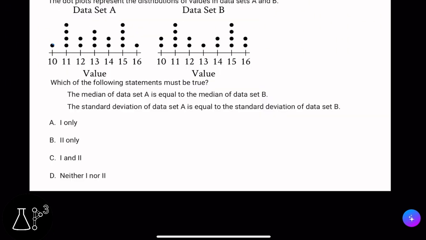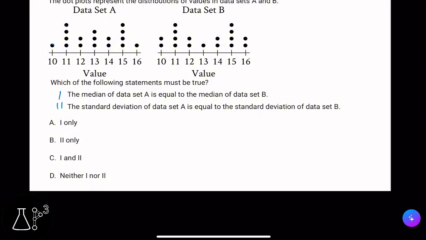Okay, let's look at this question. The dot plots represent the distribution of values in dataset A and dataset B. Which of the following statements must be true? So we have two statements, so we're going to call them 1 and 2 as the answer choices show. I'm given that the median of dataset A is equal to the median of B. So let's count all the points, right? If we count all the points of dataset A and B, let's see.